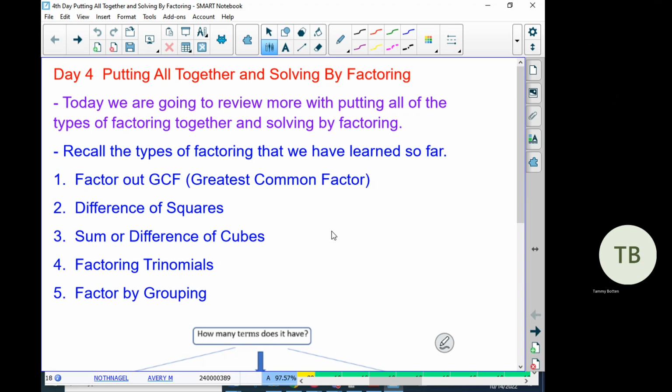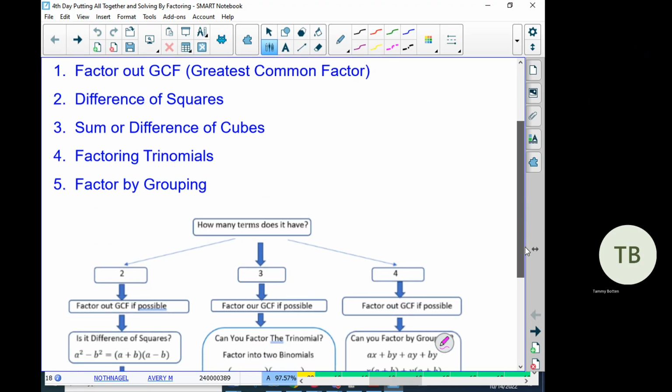And then the hardest part I think you're going to find is trying to figure out what kind of factoring you have. And then, did you factor it enough, is another question you may have. So we have 1, 2, 3, 4, 5 different types of factoring that we have learned.